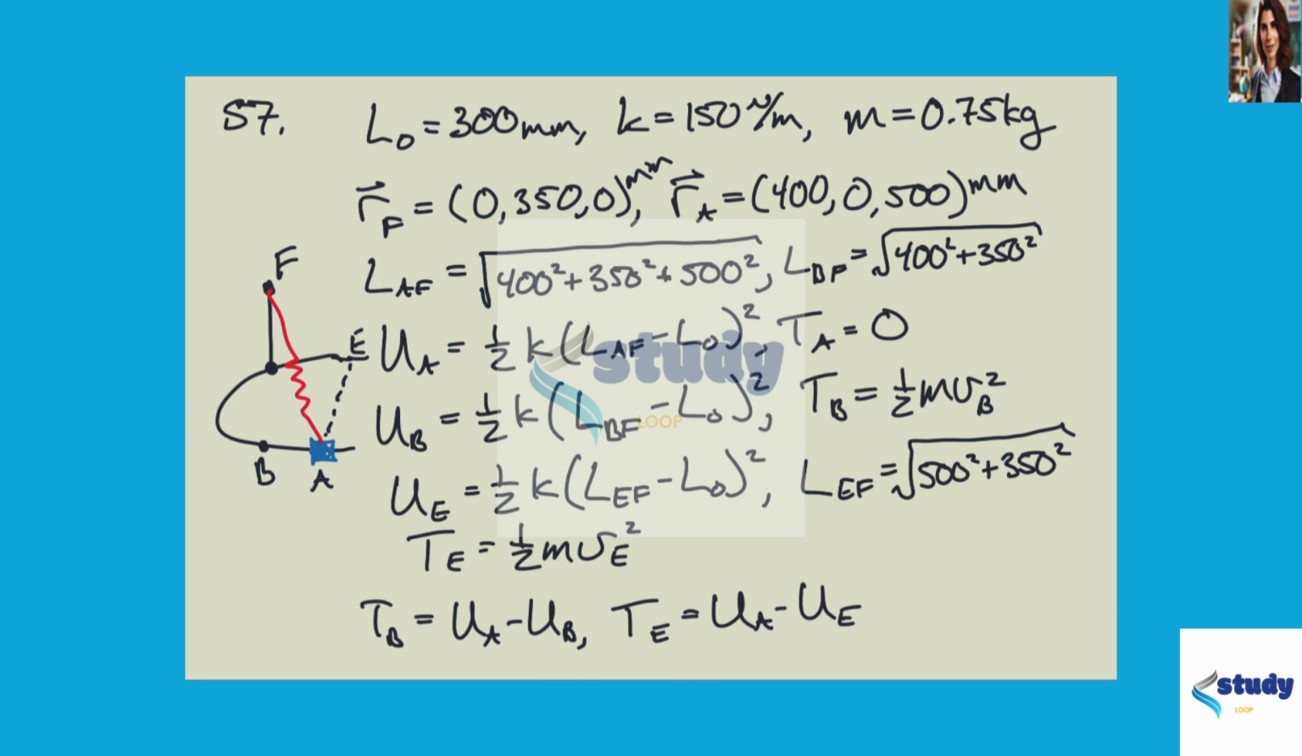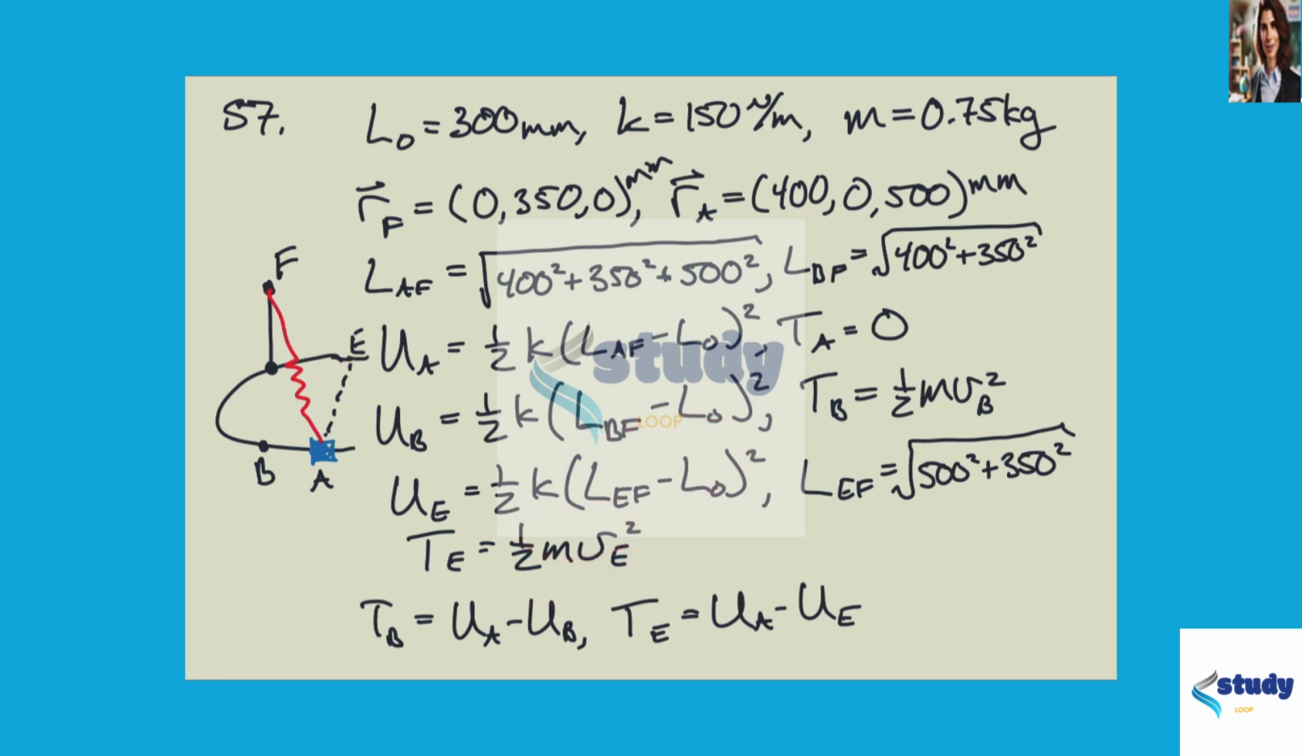So we can find the length B to F and also the length E to F, and the length E to F is 500, 0, minus 350. So again, we have all the values here, and then we also have some kinetic energy there.